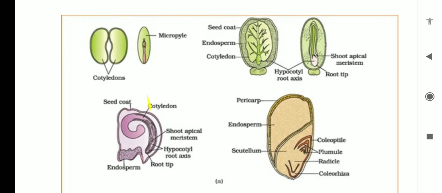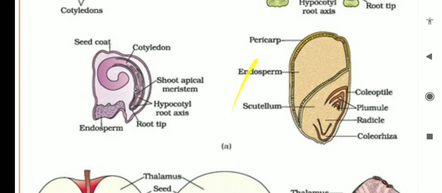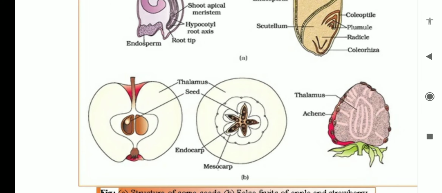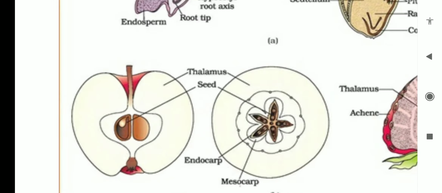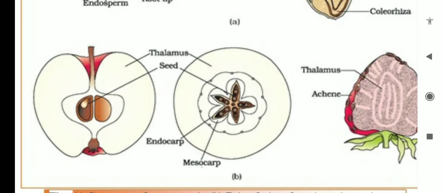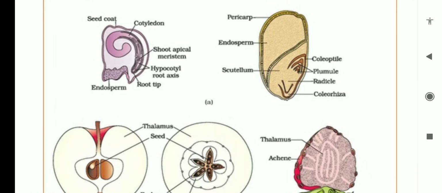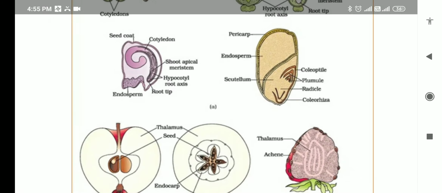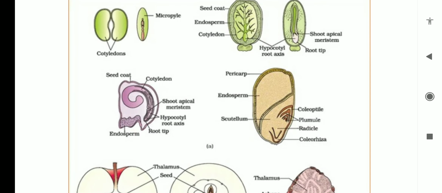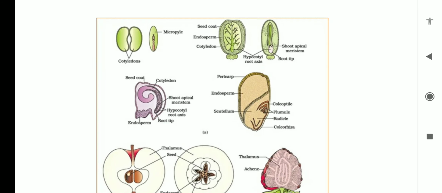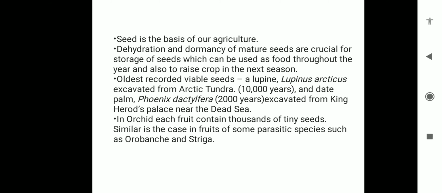Here in front of you are some diagrams from your NCERT book. See the diagrams. Thalamus region, within the fruit the seeds are present. Apple, thalamus involved in the formation of the fruit, an example of a false fruit. Mesocarp, endocarp. In the next PPT I will discuss the structure of the monocot and the dicot seed.